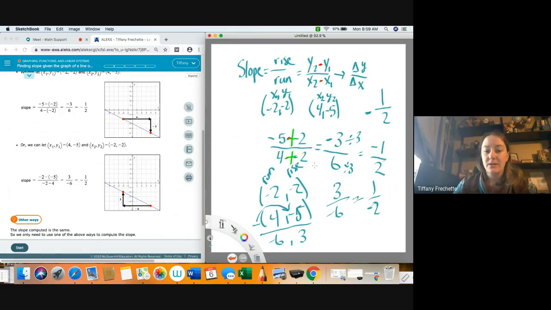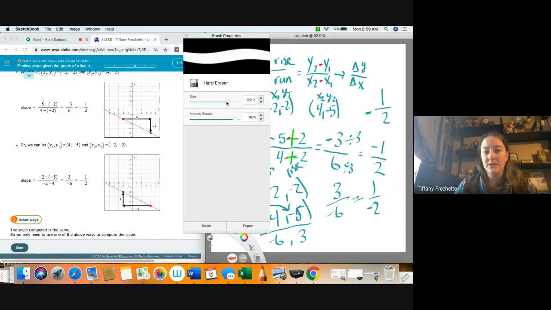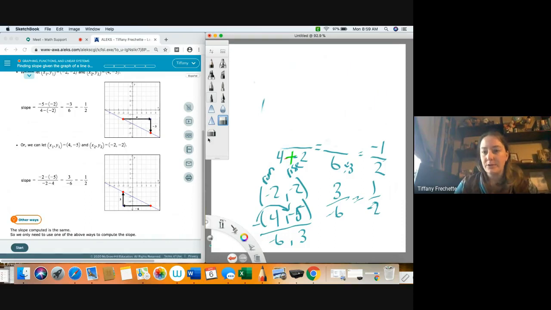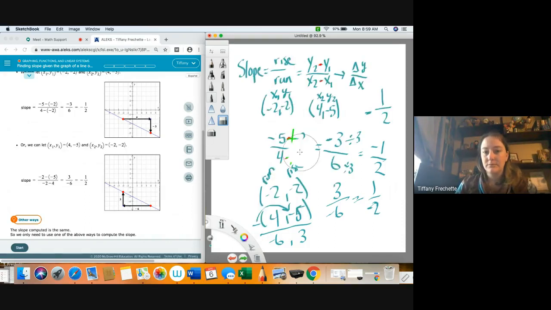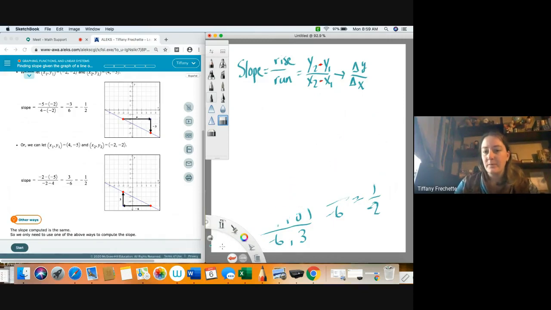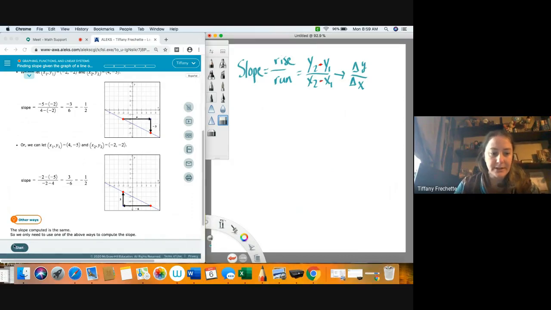All right, so let me see. There we go. I needed to get my pen tool back because I need to erase. All right, I'm going to erase really quick. Oh, you know what? I don't want to erase all of this. I only want to erase some of it because I don't want to have to rewrite my equation each and every time. Okay, so let's go ahead and click start.